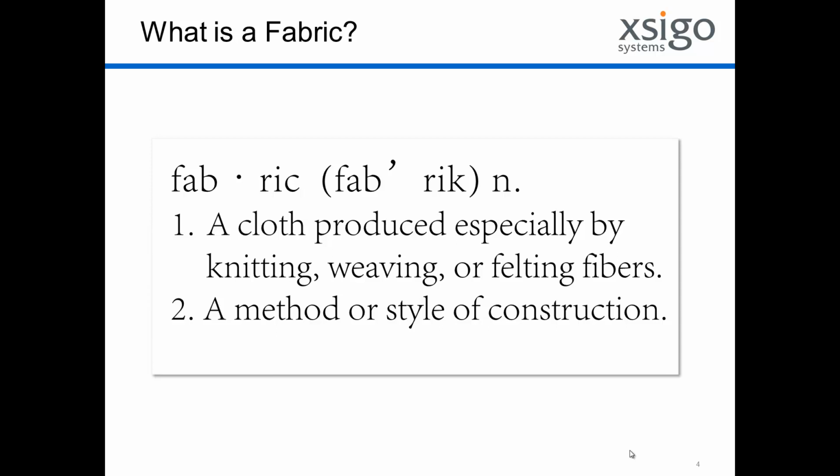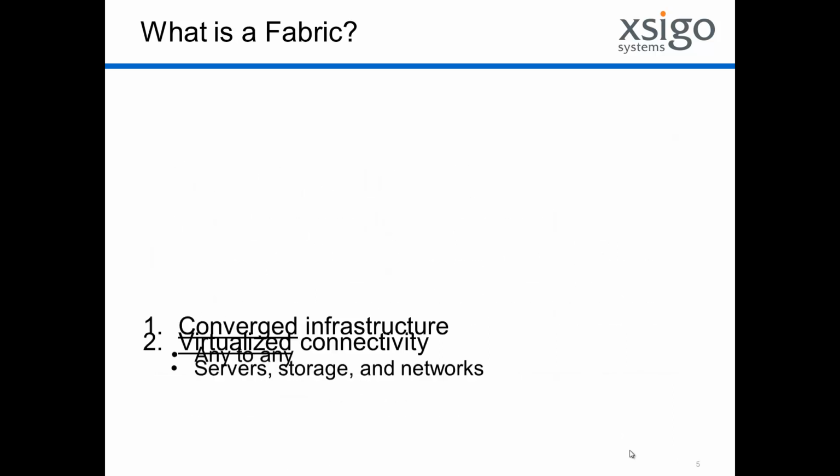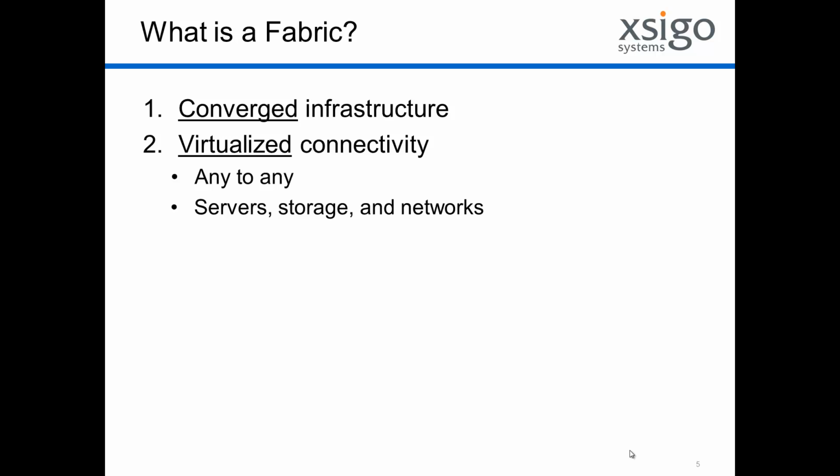A fabric can be thought of in a couple different ways, and certainly the image of a cloth with weaves, fibers going different directions, all interconnected, is a useful analogy because that's exactly what a fabric is doing. It's providing you a way of interconnecting many different things simultaneously over a single infrastructure.